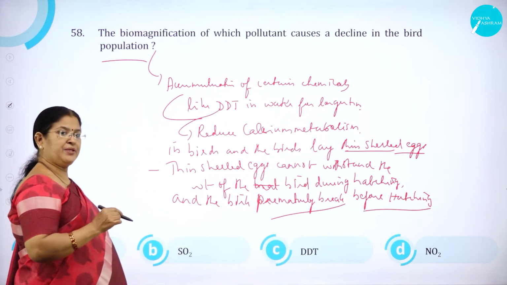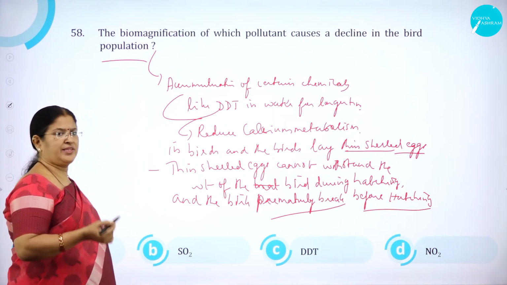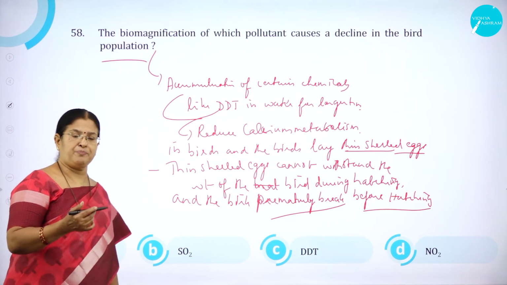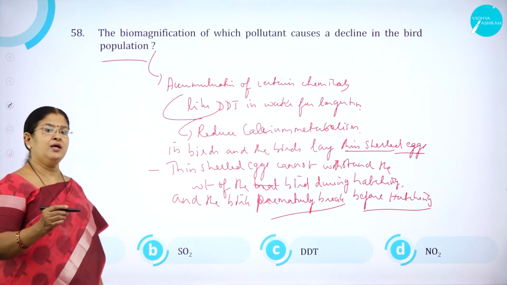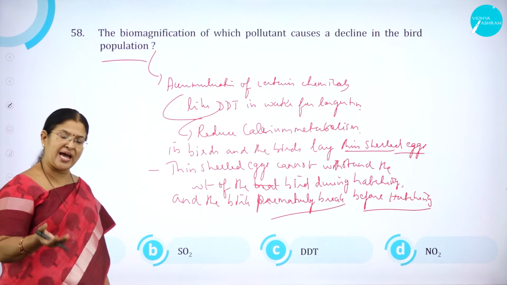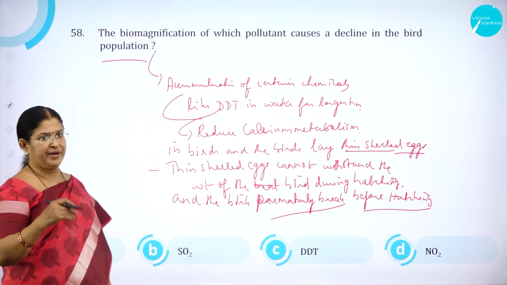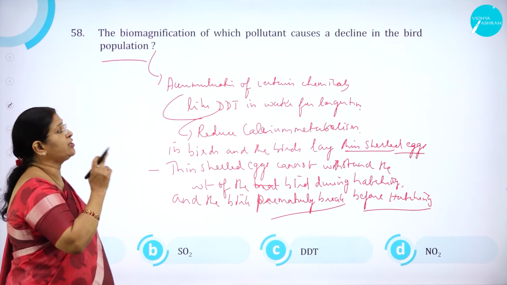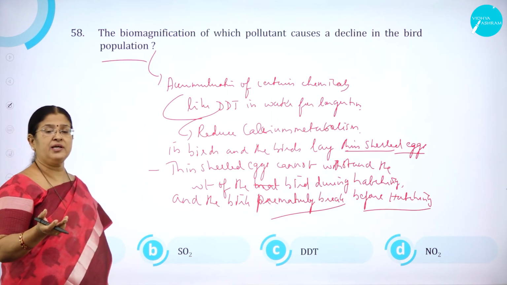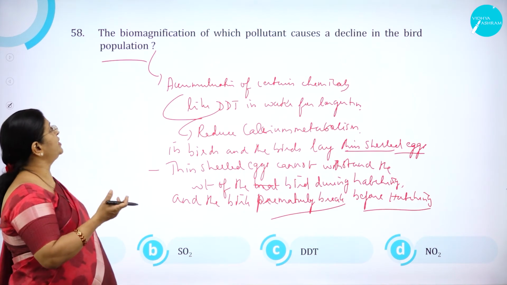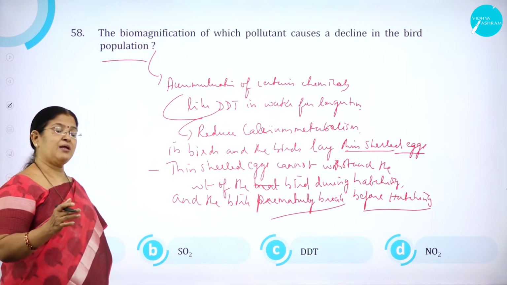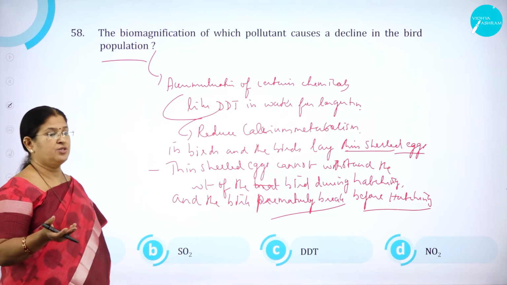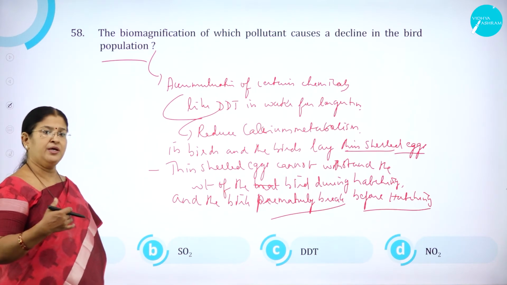So what will happen? The bird's eggs are very, very thin, so they cannot withstand the weight of the bird during the process of hatching. So the egg will break prematurely, before it is hatched. So the biomagnification of this pollutant causes, and obviously there is a decline in the bird population because the eggs are prematurely broken, so they are not hatched. So obviously the bird population will be reduced.